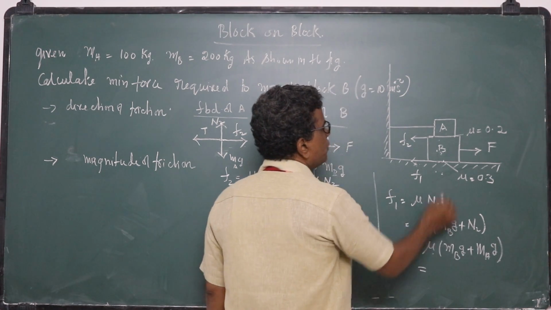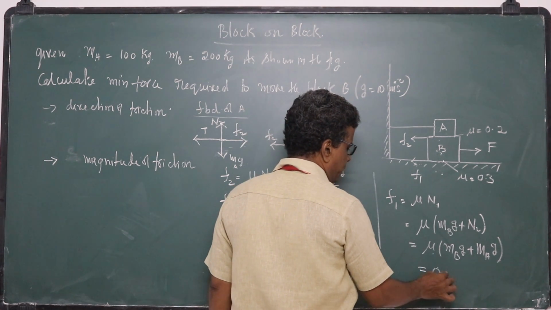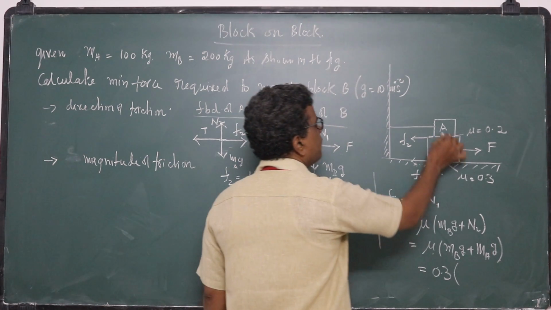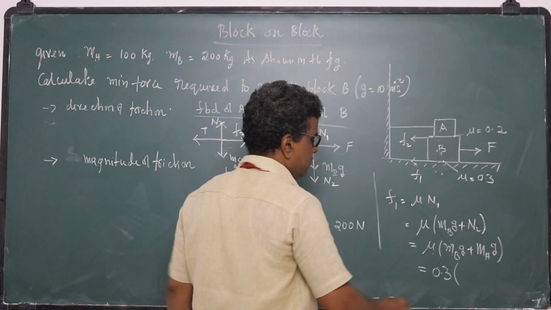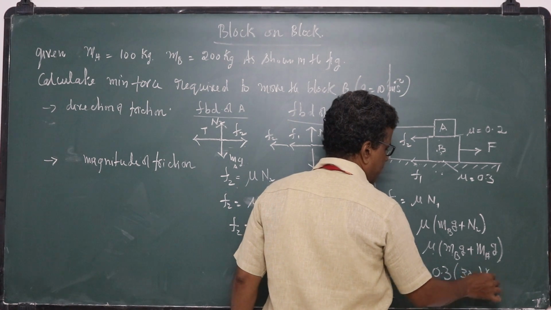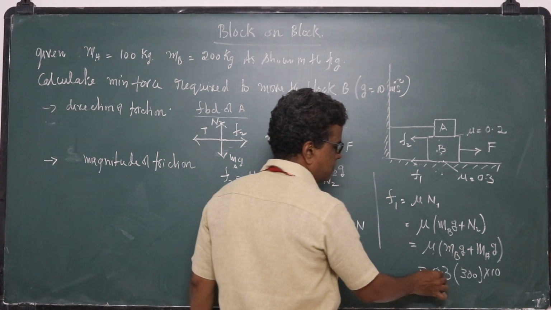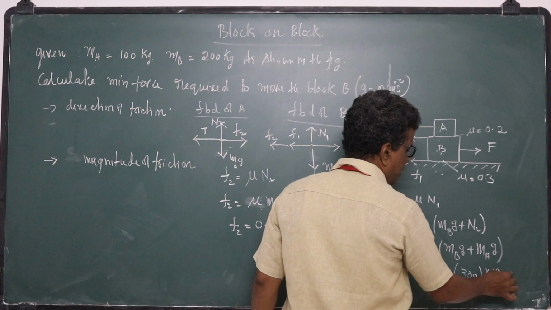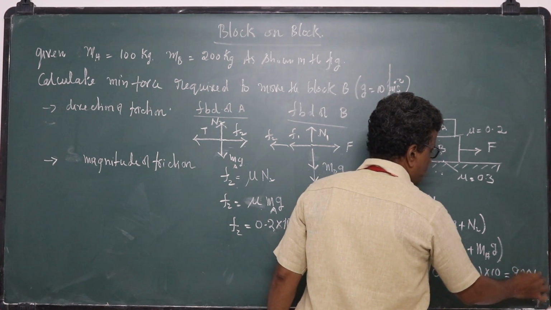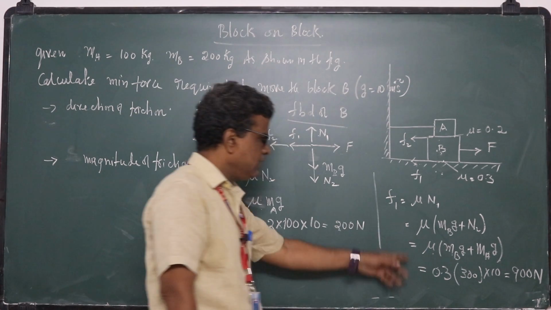So what is mu? Mu is 0.3. What is mass of A plus mass of B? 100 plus 200, 300. What is G? 10. So this is 0.3 into 10, 3. 3 into 300, 900. So this is 900 newtons. That is F2.